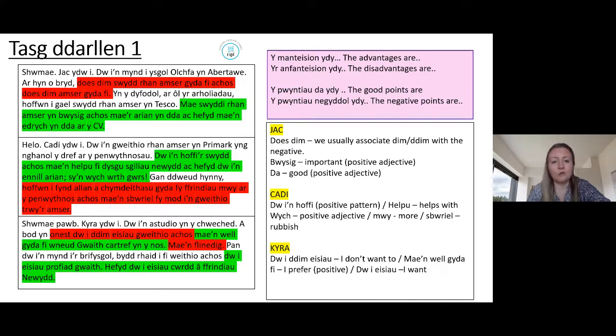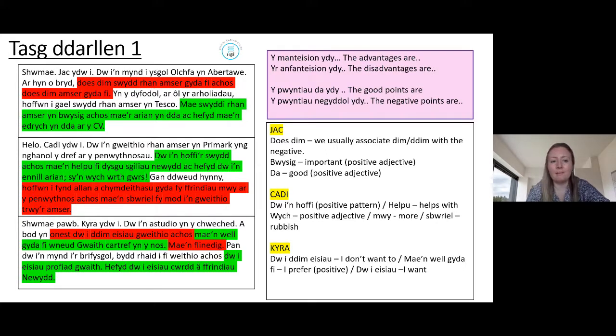Then Jack goes on to say, I don't have a part-time job because I don't have time. Yn y dyfodol, in the future, ar ôl yr arholiadau, after the exams, hoffwn i gael swydd rhan amser yn Tesco. Okay, so in the future, after the exams, I would like to have a part-time job in Tesco, but it's not really a positive or a negative thing. He's just saying he would like to work. And now he goes on to say why, okay?